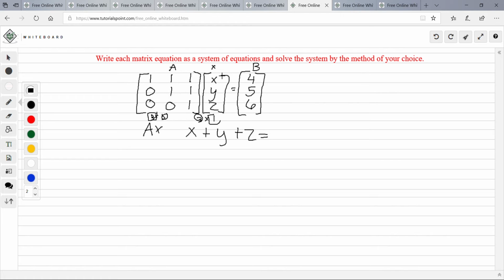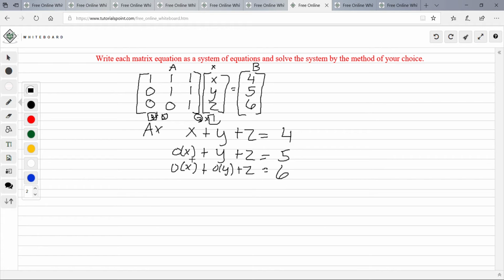So B is our answer. So that's going to equal 4. And then 0 times X is 0, plus 1 times Y is Y, and then 1 times Z is Z, so it's going to be plus Z equals 5, because that's what our B is. And then this row by this column. So 0 times X is 0, plus 0 times Y is 0, plus 1 times Z is Z, right? And that should equal 6.